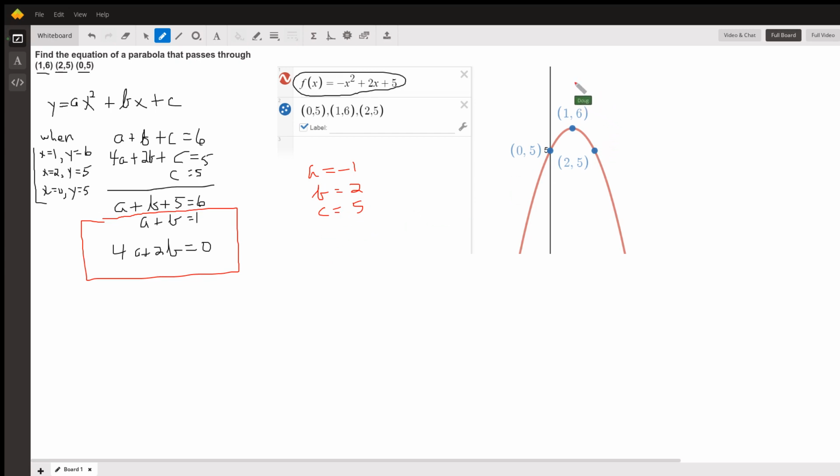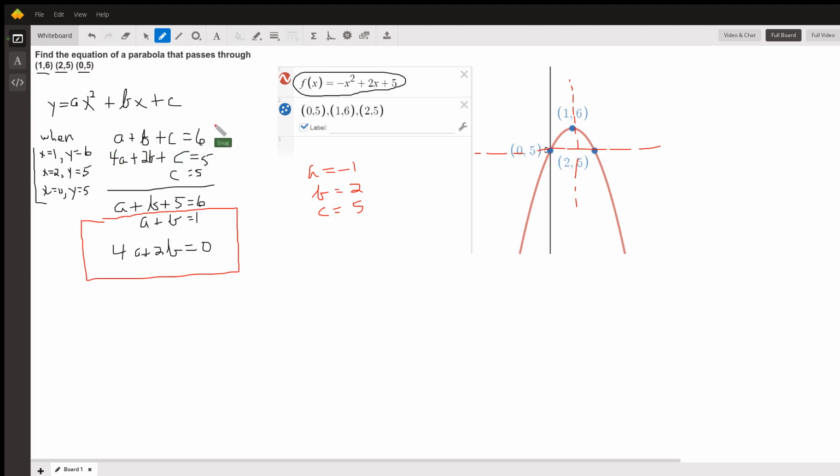We might also notice that these 2 points here, the 0, 5 and the 2, 5, are along the same horizontal line, so the axis of symmetry has to split those two. So that's another way to solve this particular problem.